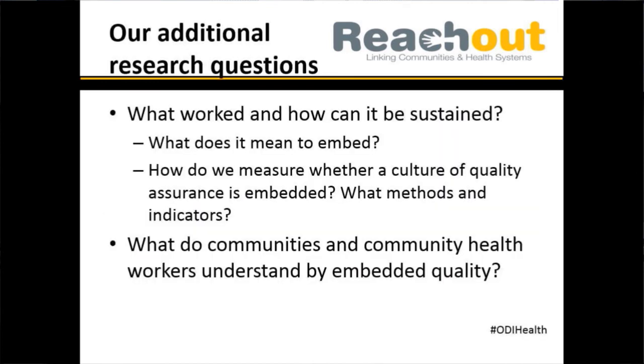So our additional research questions now are much more about what has worked and how can that be sustained? What do we mean when we say sustaining? And how do we measure whether a culture of quality assurance is embedded at these different levels and is locally owned? What are methods for that? What are indicators for that? We often don't bother beyond the end of so-called project lives to measure these concepts around local ownership and embedment. And I keep coming back to, if it's not happening at the community, then it isn't happening.